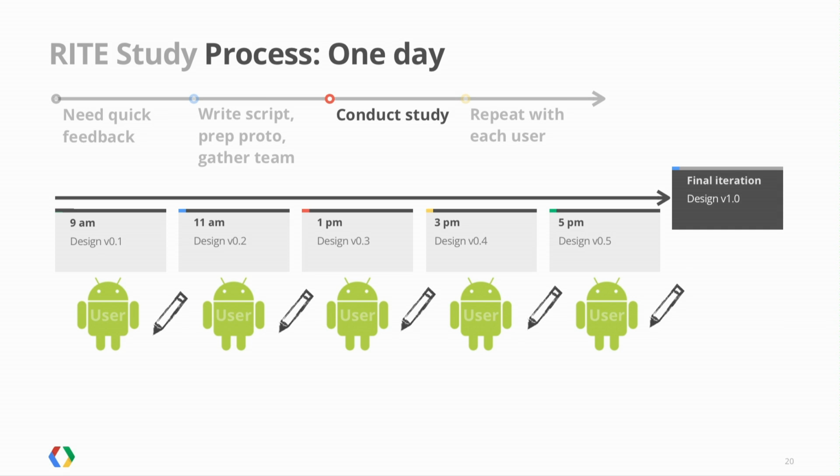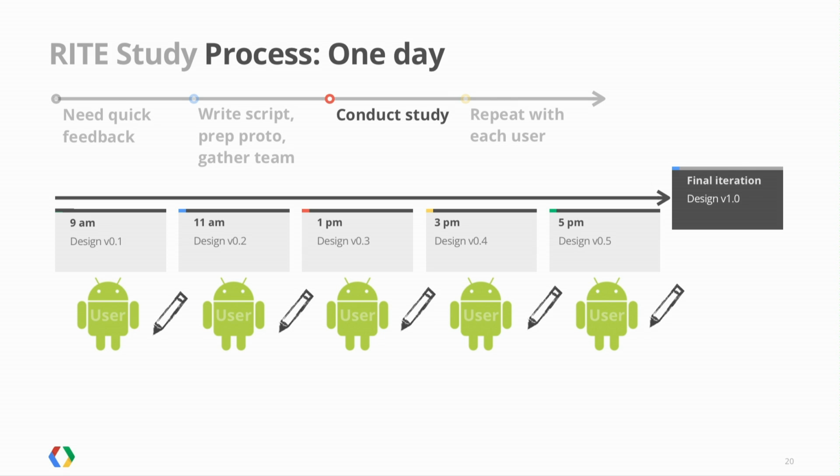Let's say you have 5 users coming to the study for 1 hour session each. So you will start with 1 hour between each session, for example, 9 a.m. and 11 a.m., with 1 hour between, as illustrated. In this case, changes to the interface are made immediately after the first user.